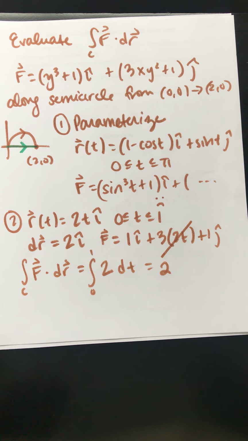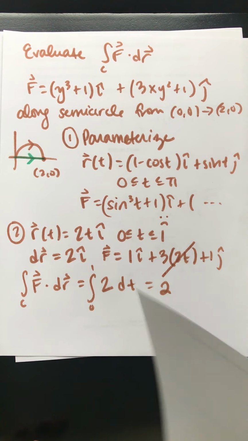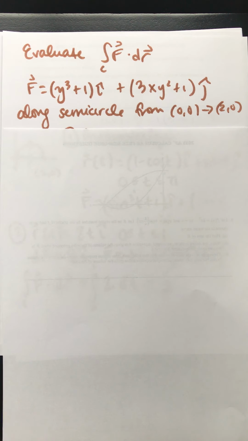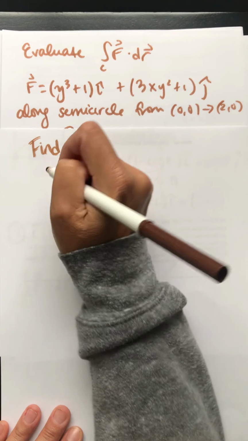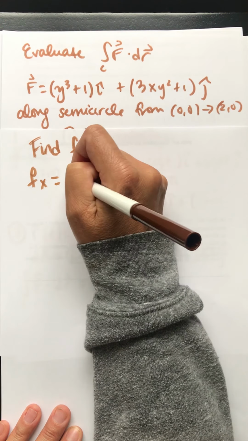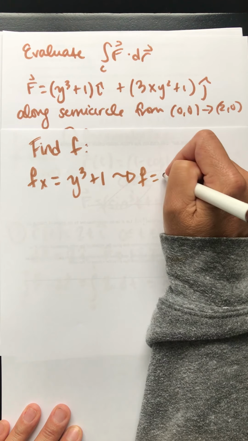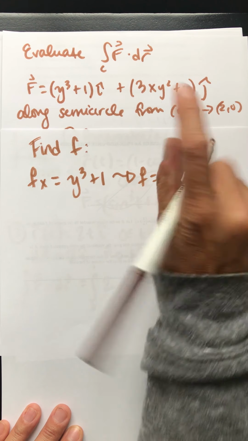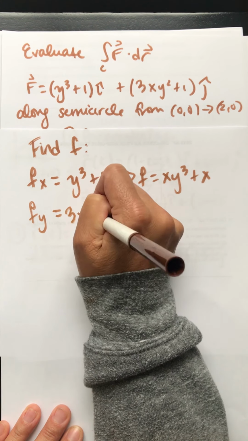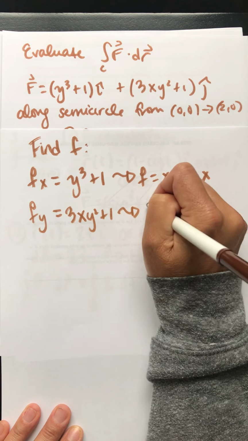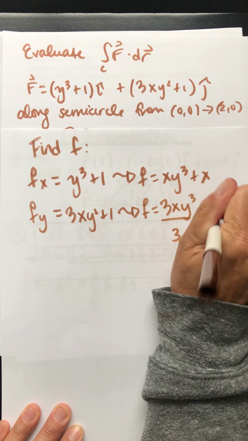And what could be even easier than this? Well, if I know I have a conservative vector field, I could just find a potential function and use the fundamental theorem of line integrals. So if my partial derivative with respect to x is y cubed plus 1, and I integrate with respect to x, I get f equals xy cubed plus x. If my partial derivative with respect to y is 3xy squared plus 1, and I integrate with respect to y, I get f is 3xy cubed over 3 plus y.